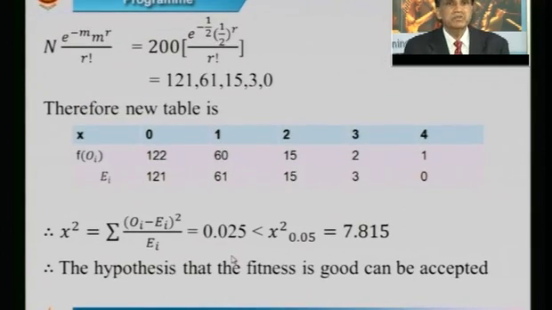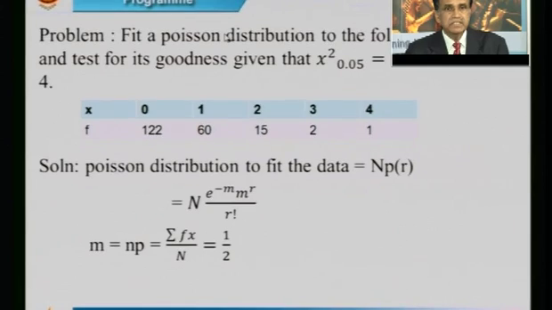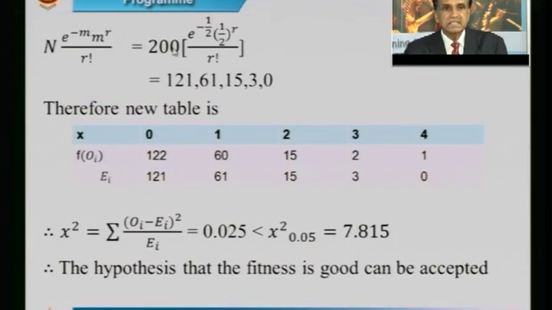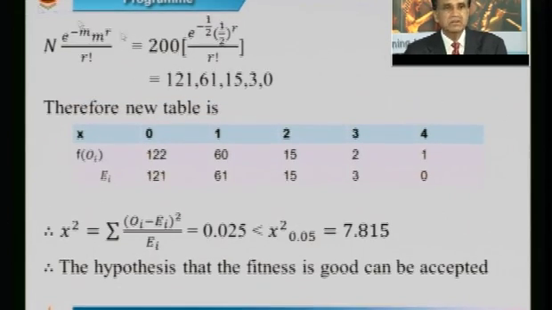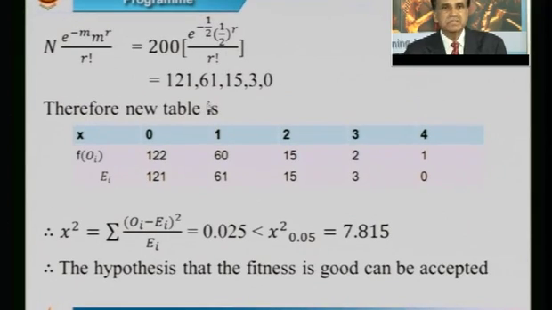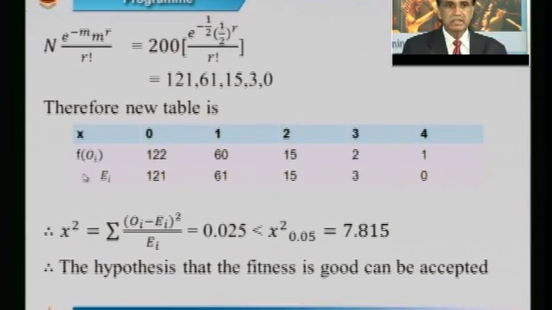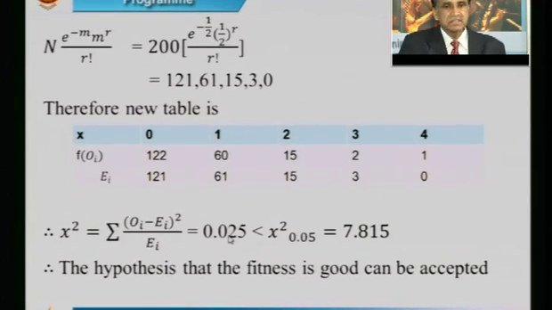We will insert this 0.5 in the place of m in the Poisson distribution equation, and the total frequency, by adding all these values, 122 plus 60 plus 15 plus 2 plus 1, comes out to be 200. This 200 has to be multiplied on both sides of the Poisson distribution equation. As a result, you get 121 as the first value, 61 as the second, 15 as the third, the fourth value is 3, and the last one is 0. Then as usual, we use the chi-square equation, and through the calculation we get the answer as 0.025.